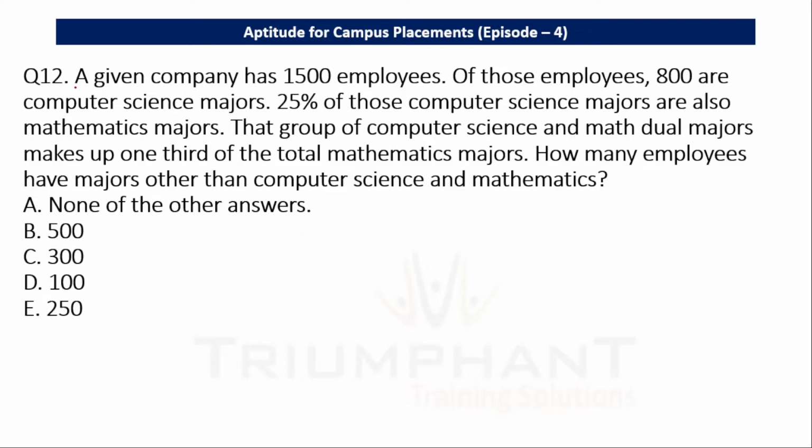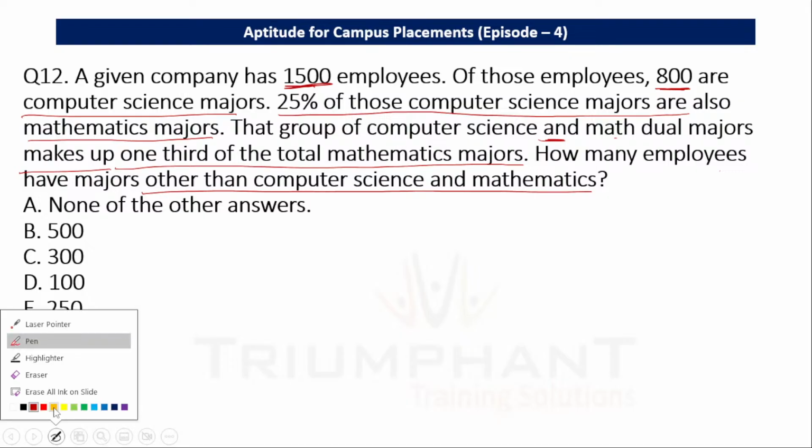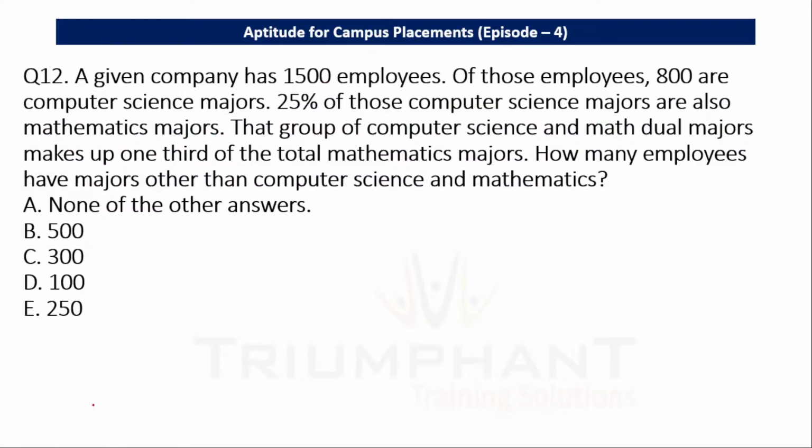Yes, here is a question. A given company has 1500 employees. Of those employees, 800 are computer science majors. 25% of those computer science majors are also mathematics majors. That group of computer science and math dual majors makes up one third of the total mathematics majors. How many employees have majors other than computer science and mathematics? It appears a little clumsy, complicated, but yes, if you start putting the information on the screen, in the Venn diagram, you will get it.